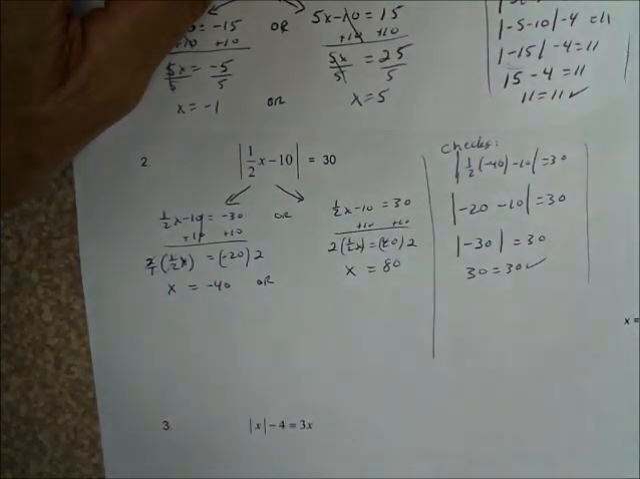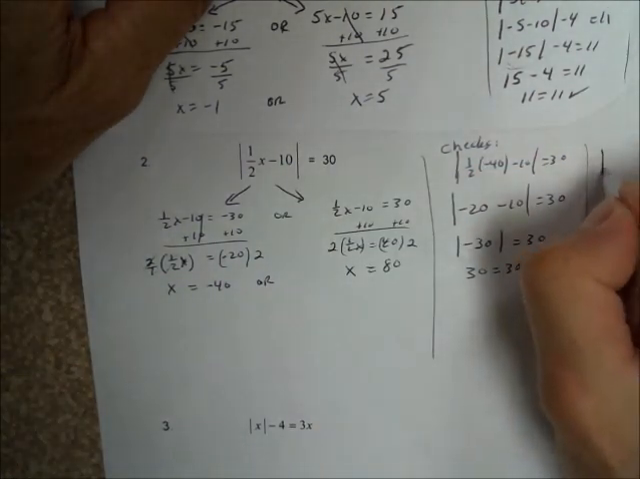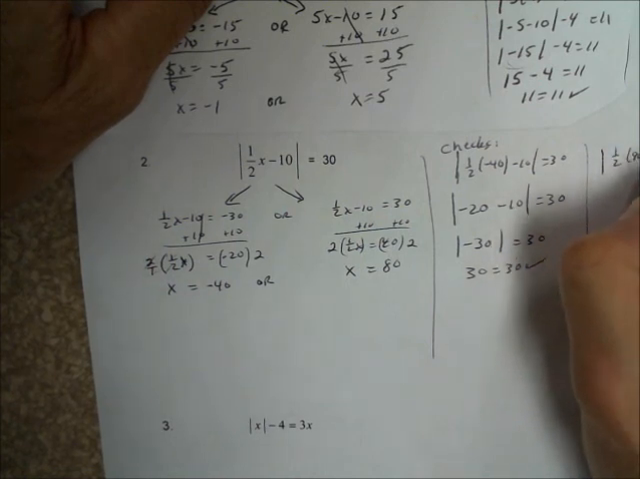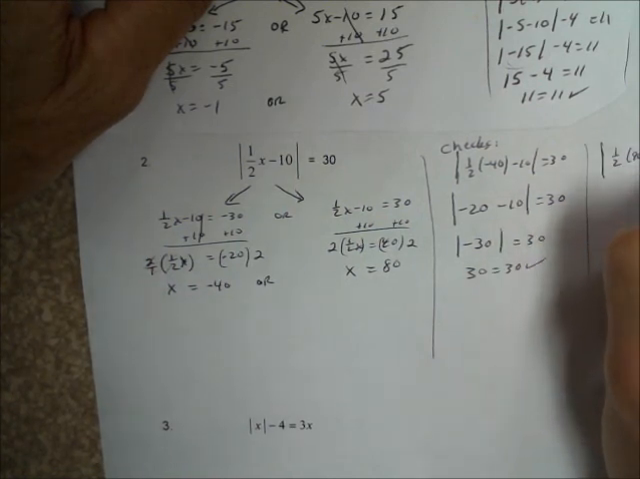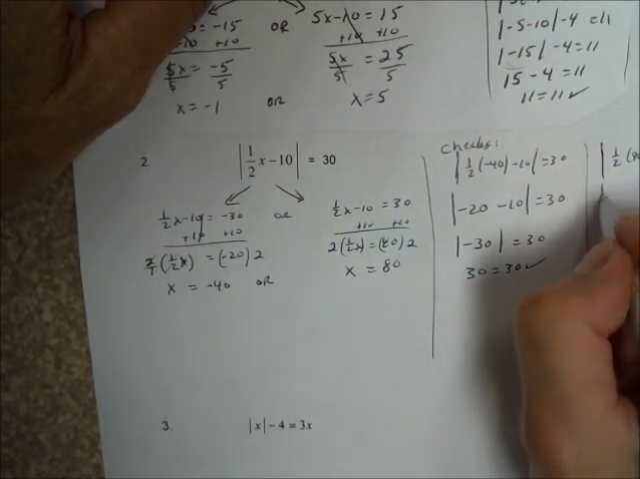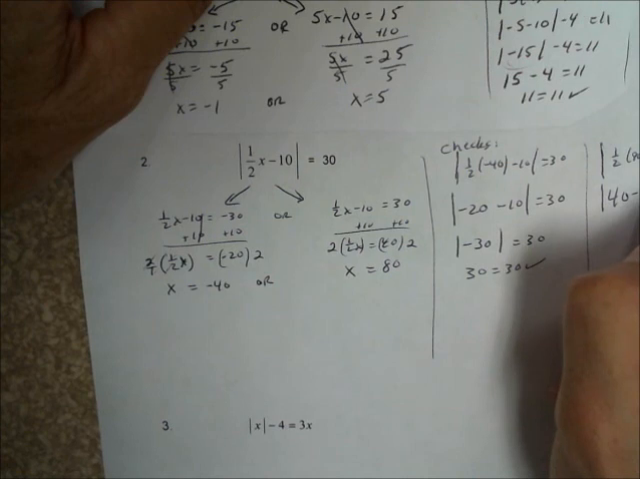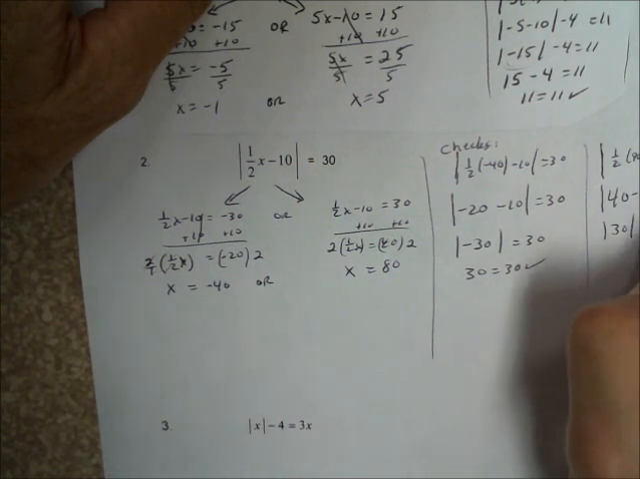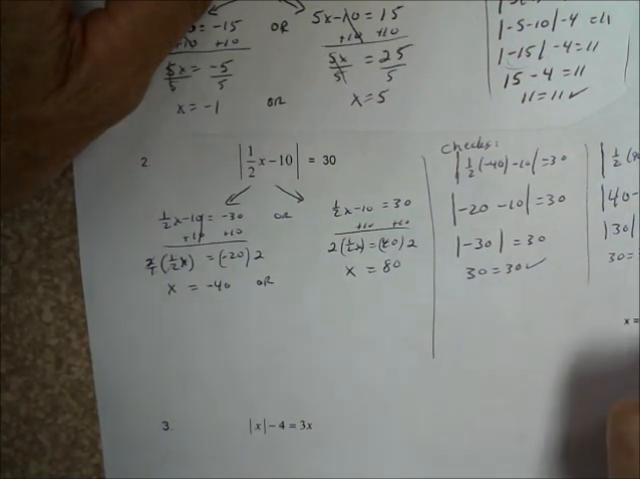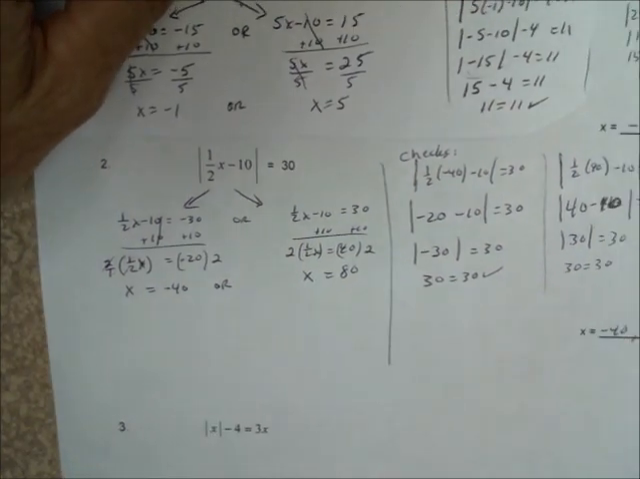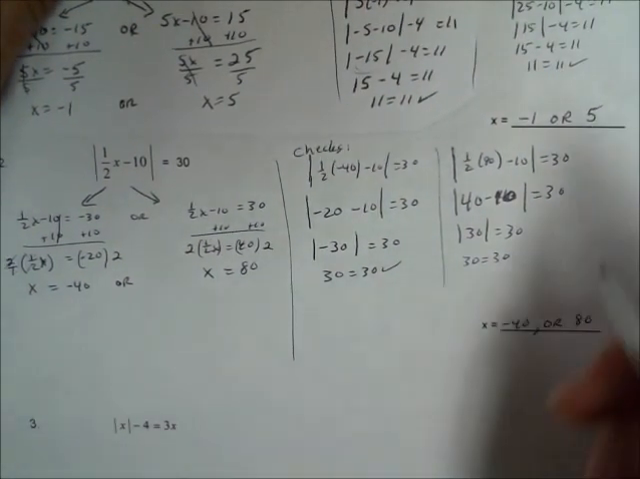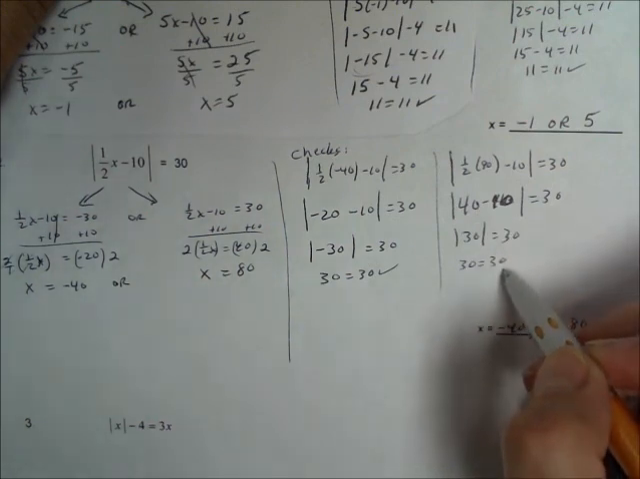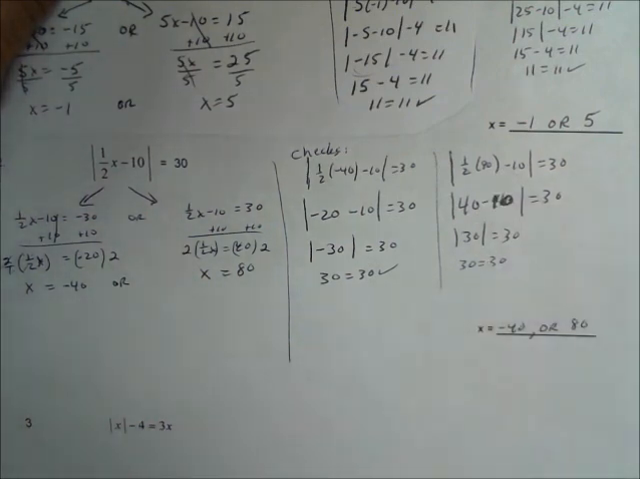So now you're going to check x equals 80 into the original equation. So 1/2 times 80, absolute value, minus 10, does that equal 30? Well, 1/2 of 80 is 40. 40 minus 10 equals 30. Now 40 minus 10 is 30, so does the absolute value of 30 equal 30? Well, yes, 30 does equal 30, so you have two answers, x equals negative 40 or x equals 80. Oops, kind of got off the page here. So if you didn't get a chance to figure this out while I was talking, that's what it looks like.